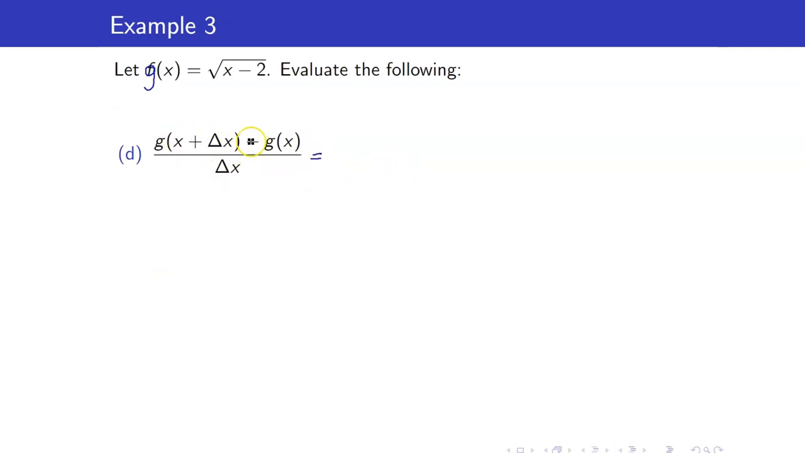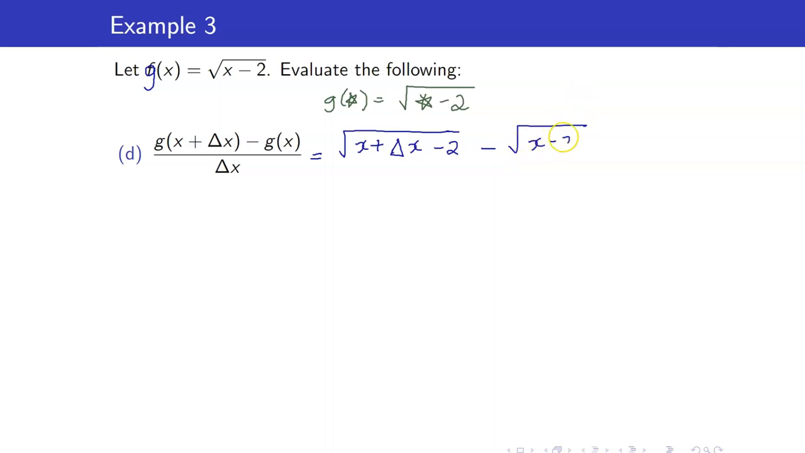For our last example, we will evaluate this. You will also see this expression when you study calculus. So first, g of x plus delta x. So I will substitute x plus delta x for star. So that's square root of, my star is x plus delta x minus 2 minus g of x. G of x is square root of x minus 2 all over delta x. In our next lesson, we are going to discuss the domain of a function.